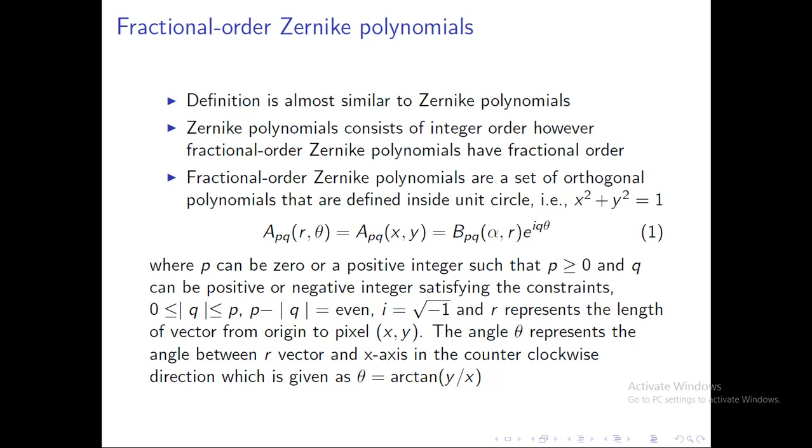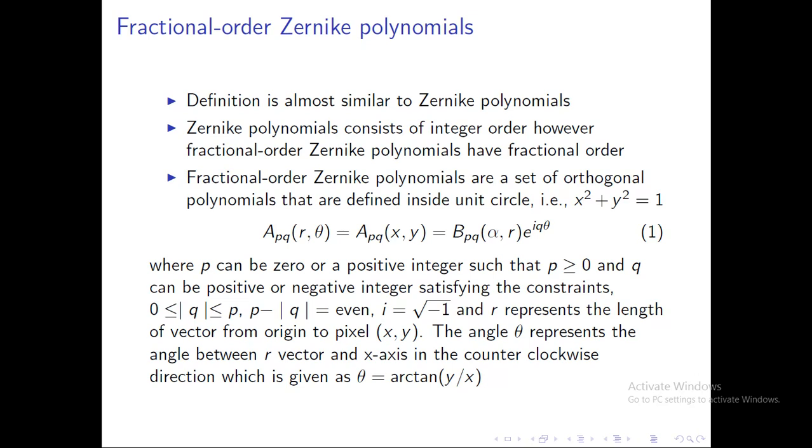The fractional order Zernike polynomials are a set of orthogonal polynomials that are defined inside a unit circle, where A_{p,q,α}(r,θ) represents the fractional order Zernike polynomials, and B_{p,q,α}(r) is the radial polynomial.